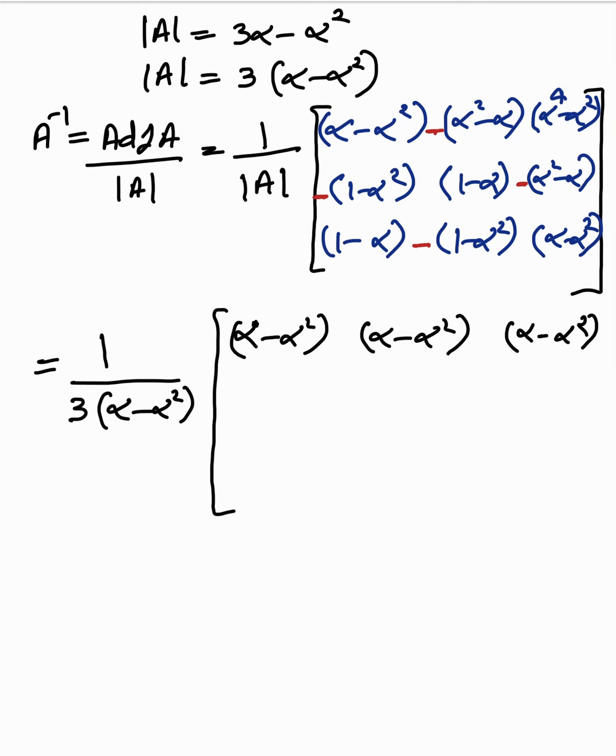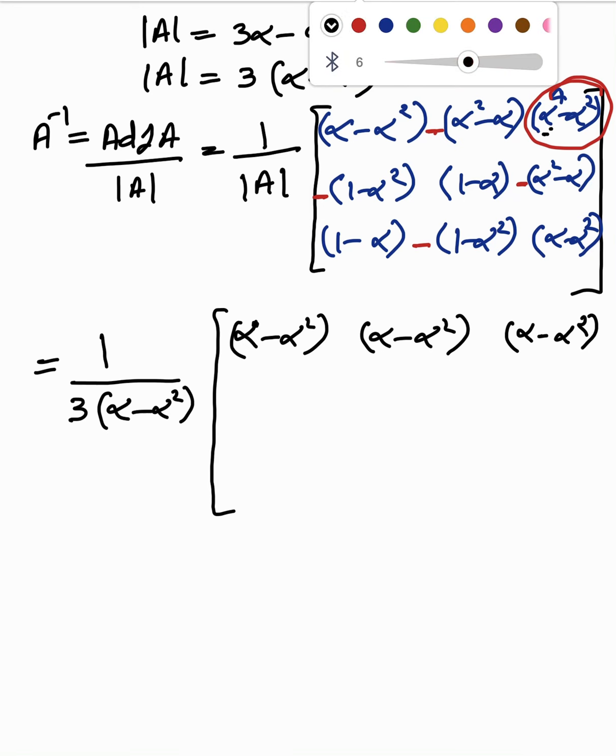And here is the point: you can see alpha 4. So alpha 4, we can write like this, alpha cubed into alpha, and the value of alpha cubed is 1, so you can simply write alpha minus alpha square. Here, this point, alpha 4, is alpha minus alpha square. Okay, so we can write like this, alpha minus alpha square. Next point is alpha, 1 minus alpha square.